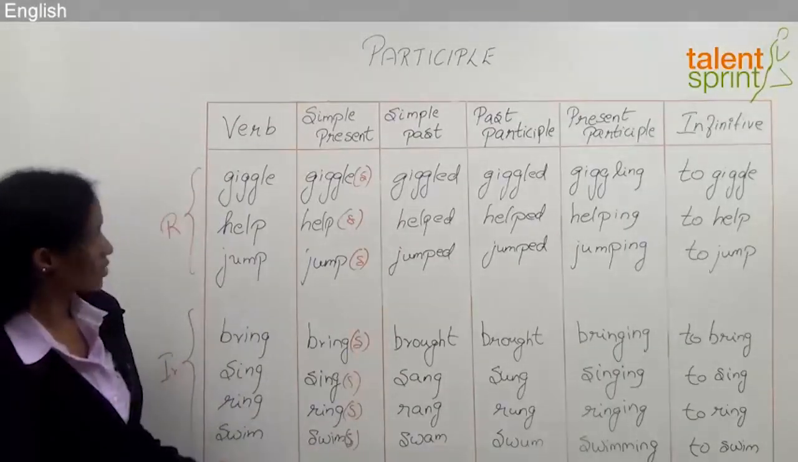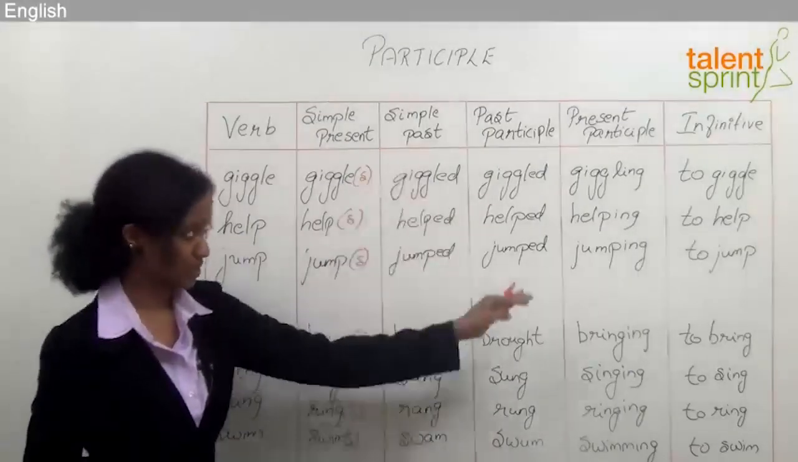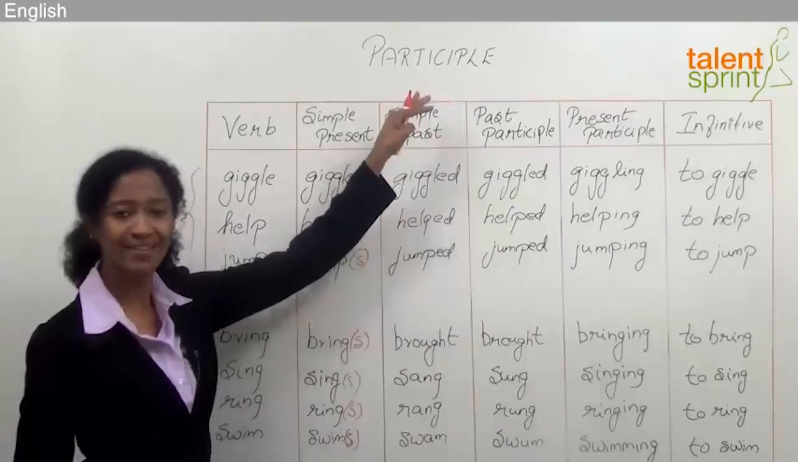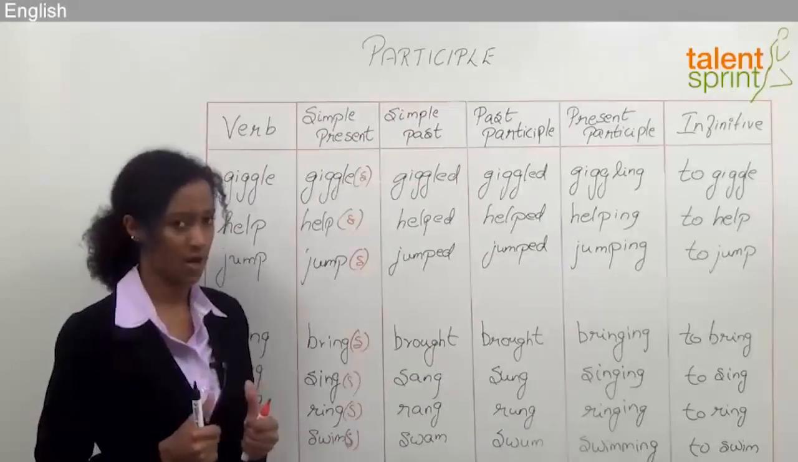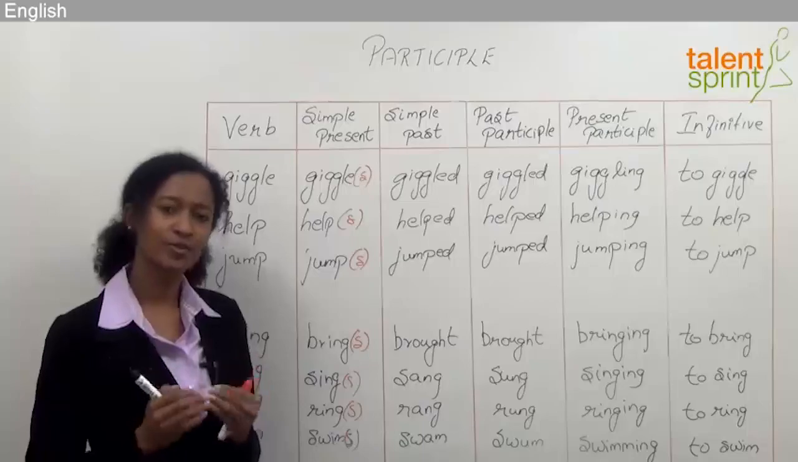Alright? So out of these 5 forms, the 2 forms, past participle and present participle, will be the participles that we're going to look at. And we also have a third participle, which is the perfect participle. We're also going to take a look at that through some examples.